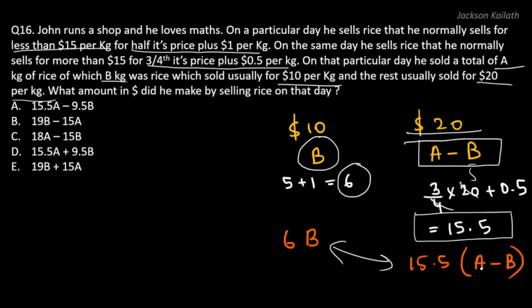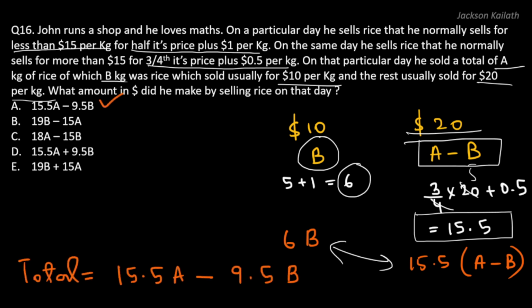So that's 15.5A, right? And then you have 6B minus 15.5B. So that's minus 9.5B, right? So the total would be 15.5A minus 9.5B. So that's the dollars or the total amount that he has made, and that is answer option A.